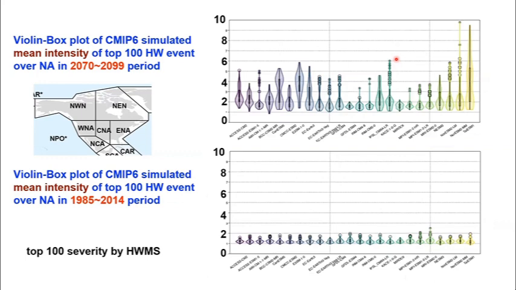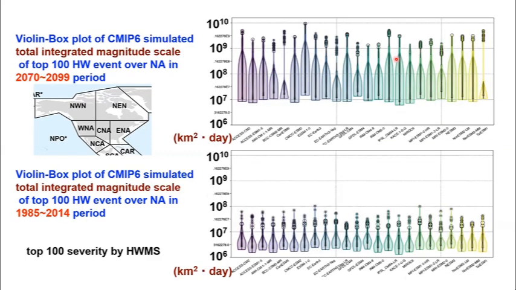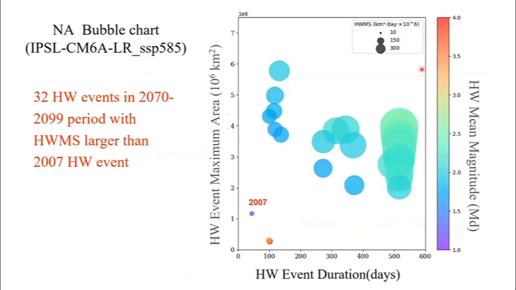And the mean intensity is also increased quite a bit, as you can expect, because of the warming from these SSP 585 cases. Okay. And then the total integrated effect is just shifting all upward, because the compensation effect from the duration and the area sort of cancel out for this model. But still, you can see some strange things here, okay?